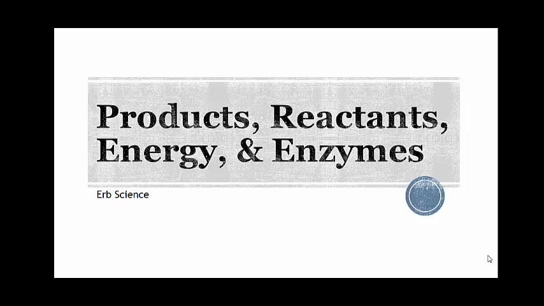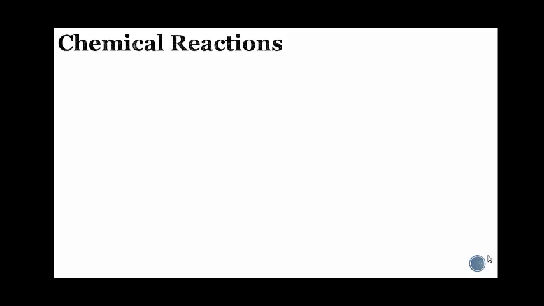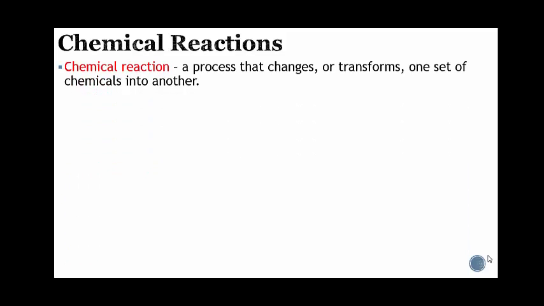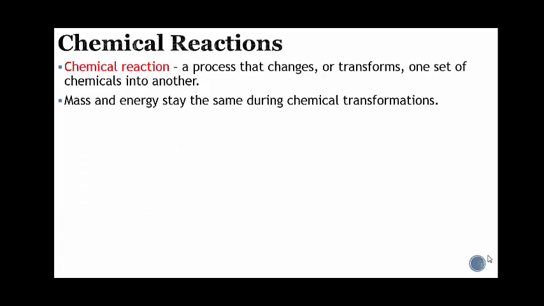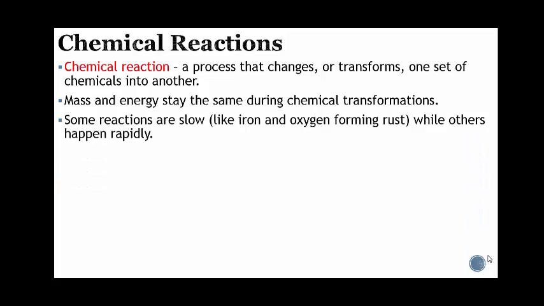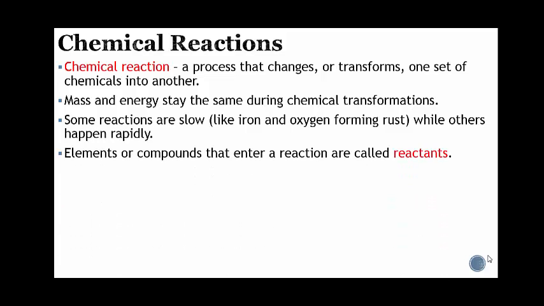Products, reactants, energy, and enzymes. So let's talk about chemical reactions. It's a process that changes or transforms one set of chemicals into another. Mass and energy stay the same during chemical transformations. Now, some reactions are slow, like iron and oxygen forming rust, while others happen pretty rapidly.